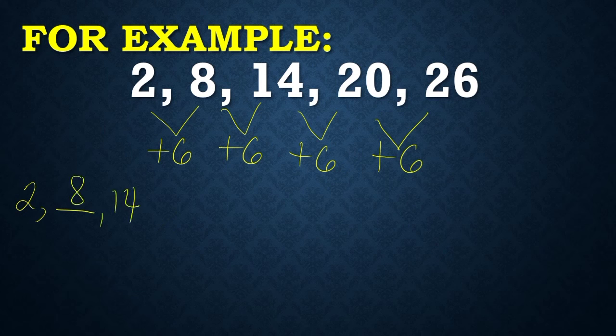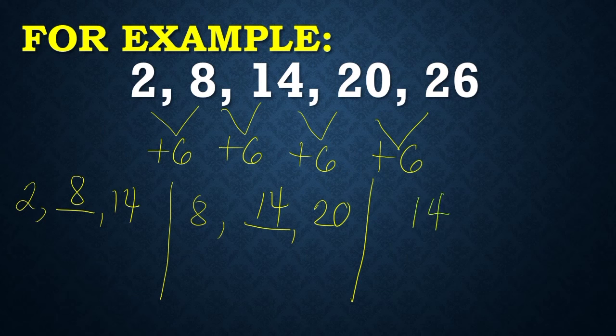Yung 8. It's because kapag in-add natin yung 2 tsaka 14, 16. Divide natin sa 2, lilitaw yung 8. Ano pa? Yung 8 tsaka 20. So, ano yung arithmetic mean nila? 14. Let's check. 8 plus 20, that is 28. Divided by 2, that is 14. Finally, 14 tsaka 26. 14 plus 26, that is 40.